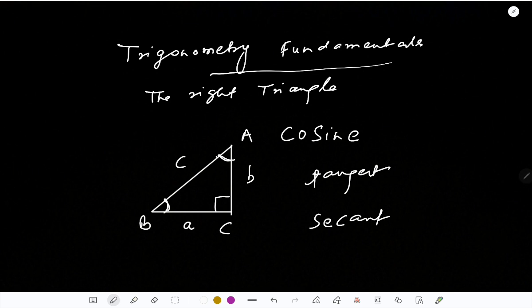Also there are 3 co-functions. Cosine is usually called cos, cotangent is usually called cot, and cosecant is usually called cosec, or sometimes it is simply written as CSC. So we have 3 fundamental, 3 basic functions and 3 co-functions. Being a co-function means sine can be converted into cos, tan can be converted into cot, and sec can be converted into cosec, and vice versa, like this.